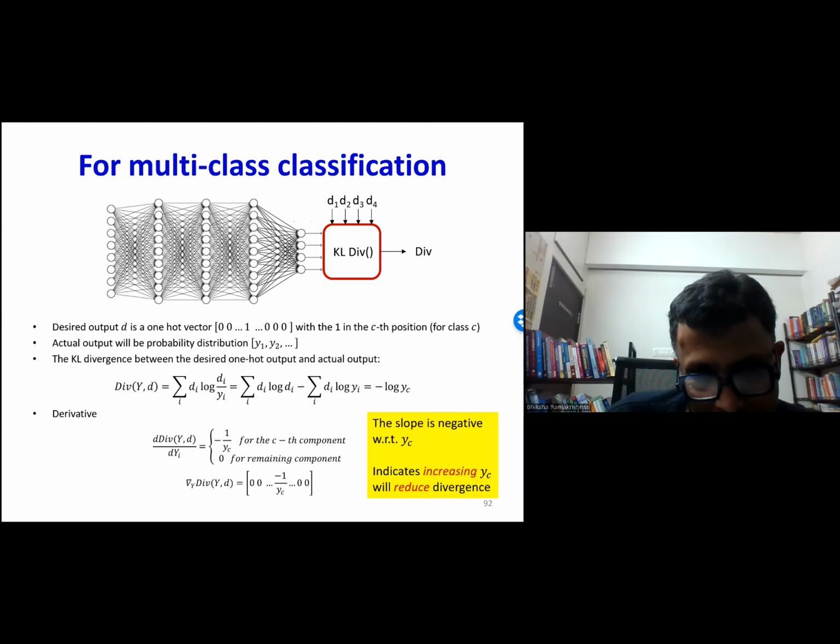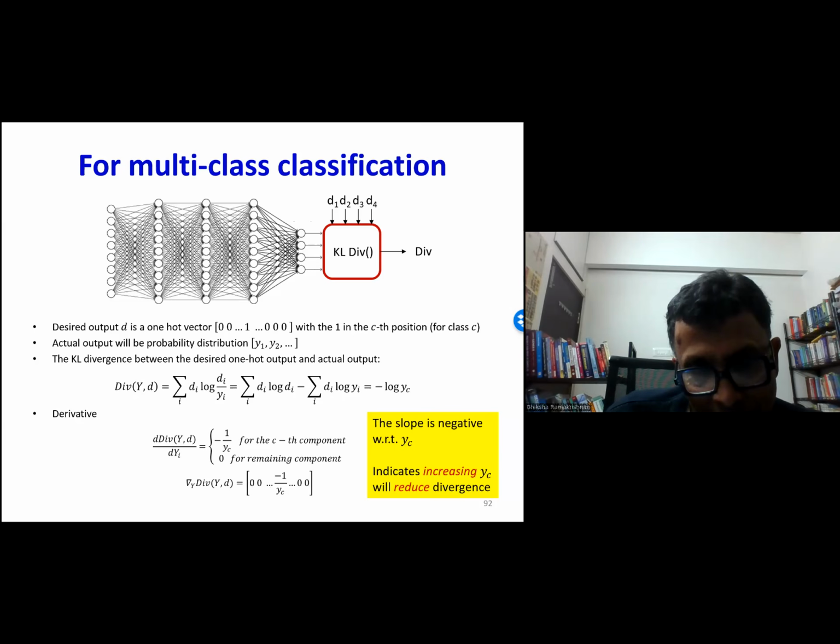Okay. And once again, the Kullback-Leibler divergence is simply the negative of the log of the probability assigned to the correct class. And once again, if you look at the derivative of the divergence with respect to all the outputs, because only the target class figures, the derivative is going to be 0 with respect to the outputs corresponding to the other classes. And it's simply going to be minus 1 over yc for the target class alone.